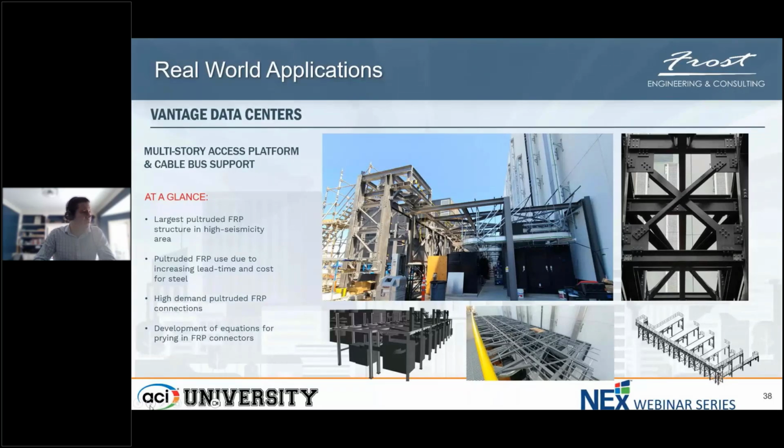In addition to the high seismic requirements, you had some unique detailing at the connections. We actually had to develop a prying equation for the FRP connections. We did this project before the consensus standard ASCE 74 came out earlier this year. In the new ASCE 74, there are seismic design coefficients that fall in line with what you might expect from ASCE 7, for any of those of you who are structural engineers and practice in that space.